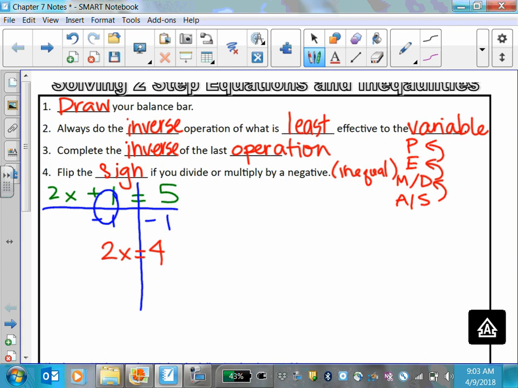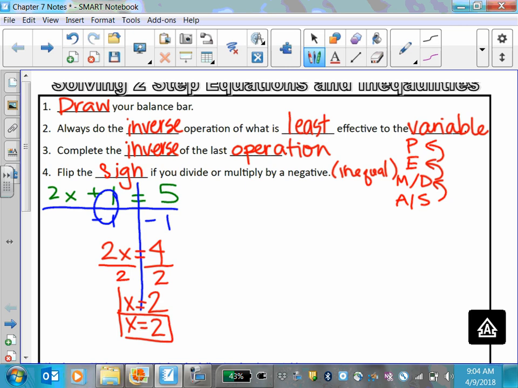All right. And then you have to complete the inverse of the last operation. So we already did the inverse of plus. What's happening right here? What's the inverse of multiplication? Division. So I'm going to divide by 2. And I use a fraction bar to do division. You can write the division sign if you prefer. 2x divided by 2 is 1x. 4 divided by 2 is 2. So 1x equals 2, or just x equals 2. And if you want to know if you're right, plug it in. 2 times 2 is 4, plus 1 does equal 5. Questions about that?